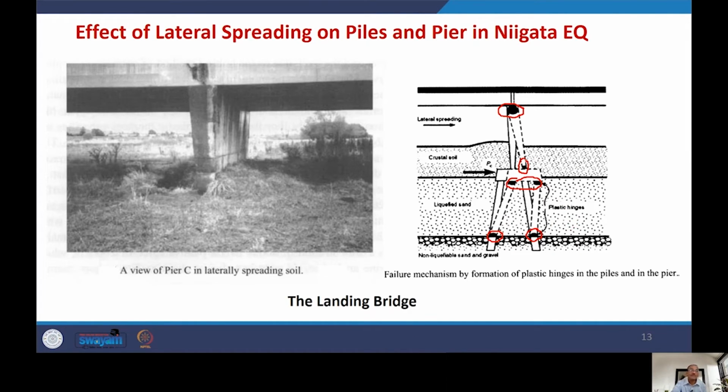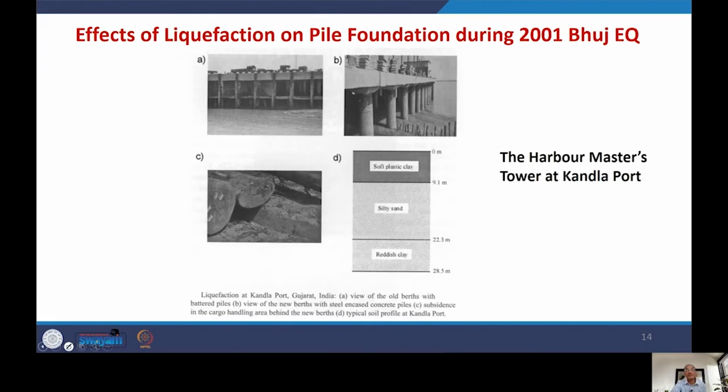Now continue with that. Effects of liquefaction on pile foundation during the 2001 Bhuj earthquake. So what you have here in the Bhuj earthquake, this is the case there.